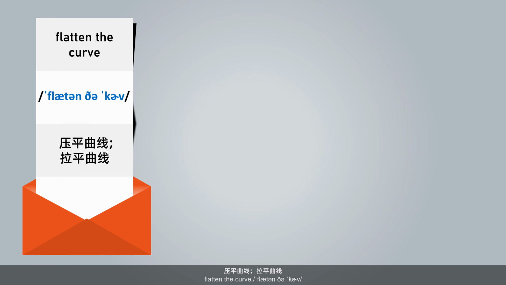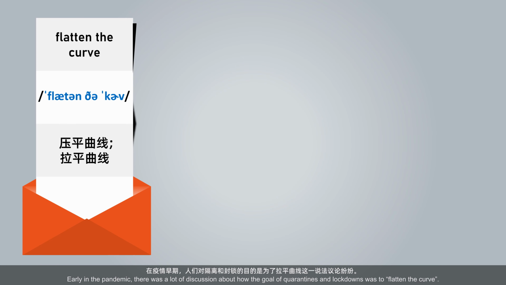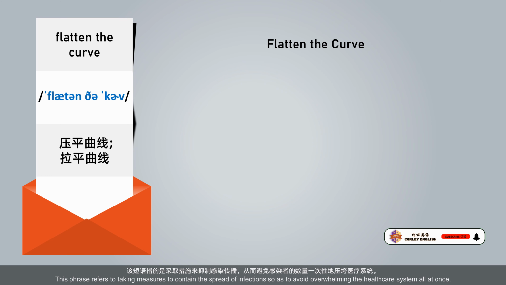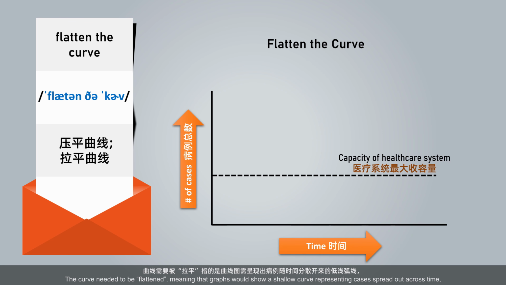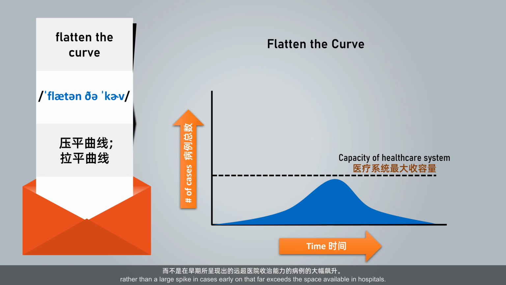Flatten the curve. Early in the pandemic, there was a lot of discussion about how the goal of quarantines and lockdowns was to flatten the curve. This phrase refers to taking measures to contain the spread of infection so as to avoid overwhelming the healthcare system all at once. The curve needed to be flattened, meaning the graphs would show a shallow curve representing cases spread out across time, rather than a large spike in cases early on that far exceeds the space available in hospitals.